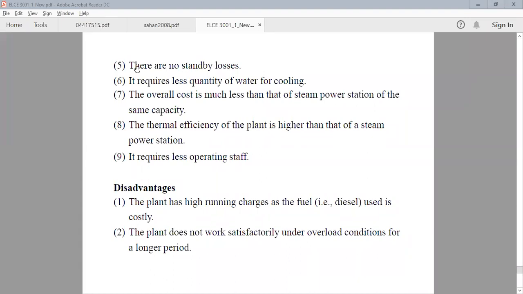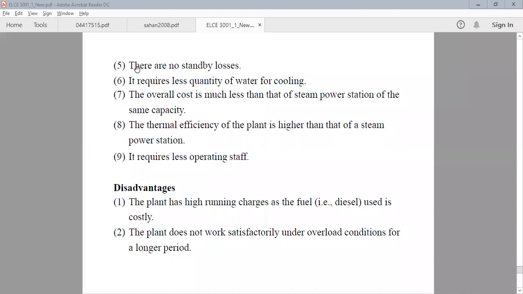Also, diesel power plants require a smaller quantity of water for cooling. The overall cost is less than that of a steam power station. Thermal efficiency is higher than that of a steam power station, and it requires less operating staff. The disadvantage: it has a high running charge because diesel is expensive. Diesel is more expensive than coal.